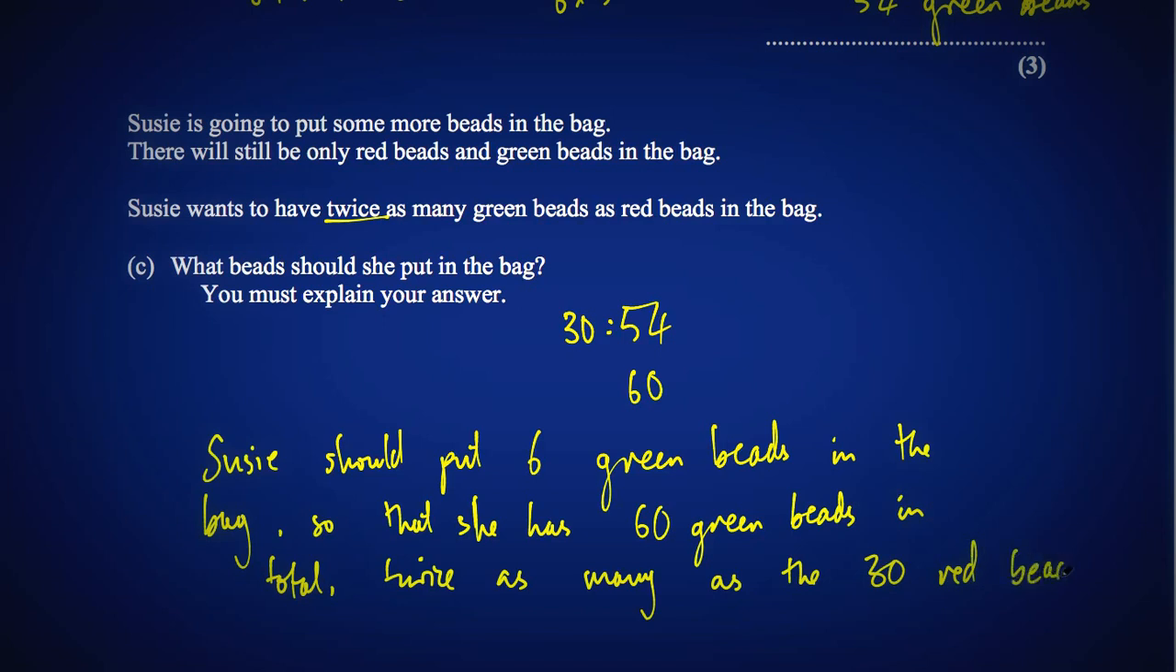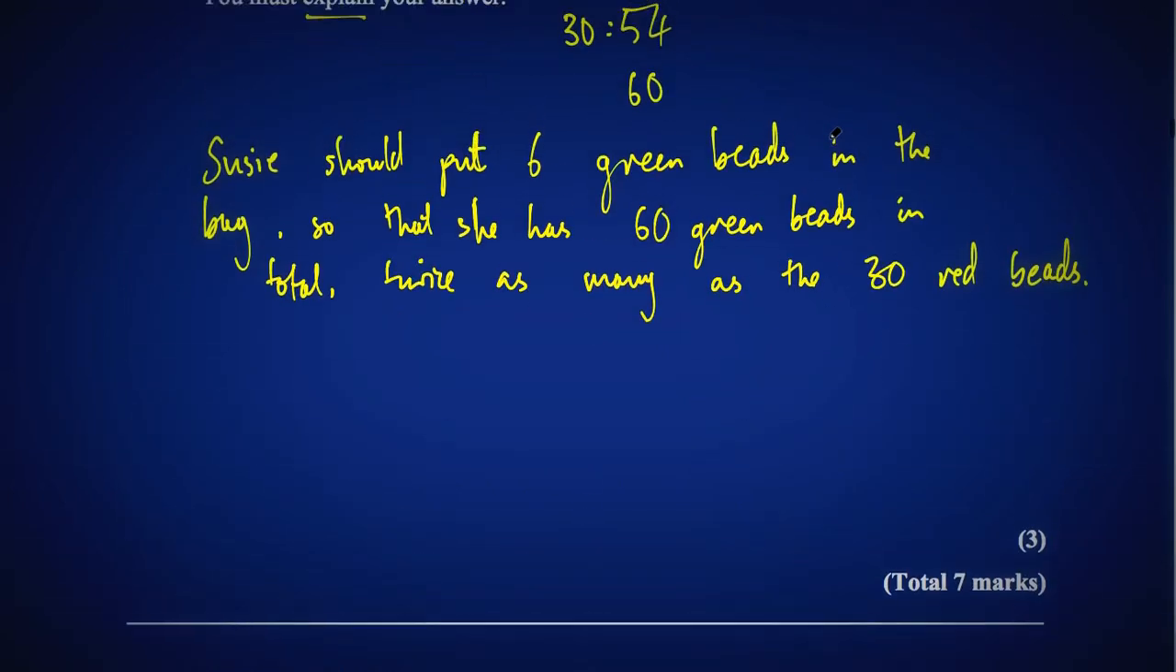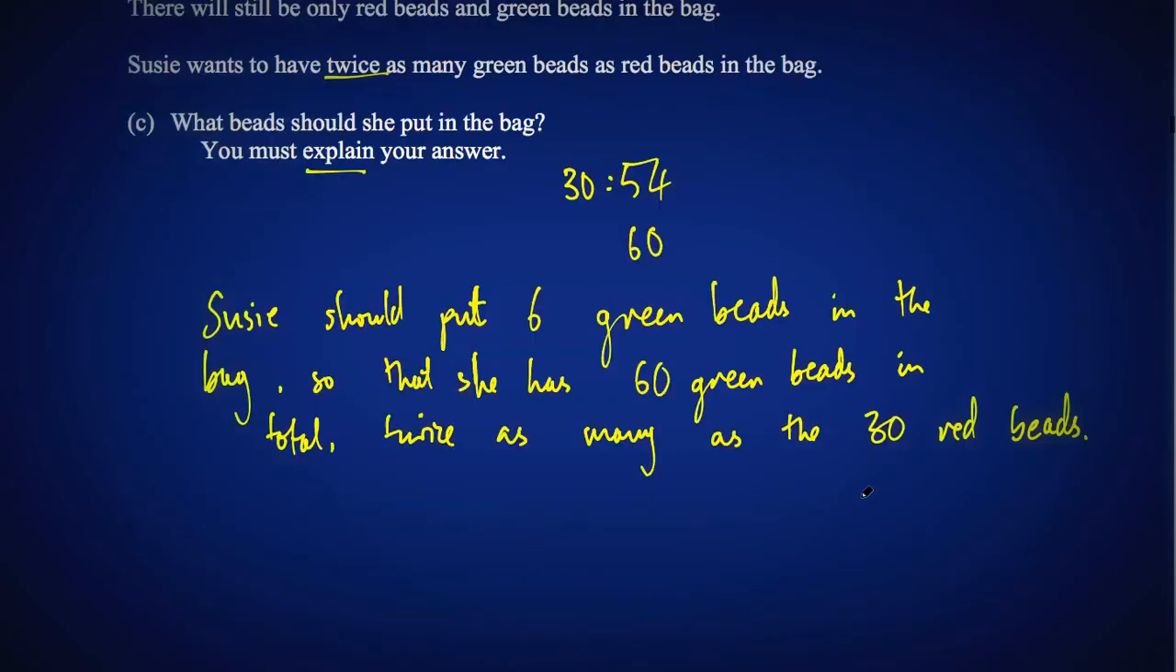I doubt that all of that explanation is required, but having put all of that explanation in, I feel confident that I have explained my answer and that I've got the answer correct. And it's worth 7 marks, so every bit of explanation is needed there. 7 for the whole question.